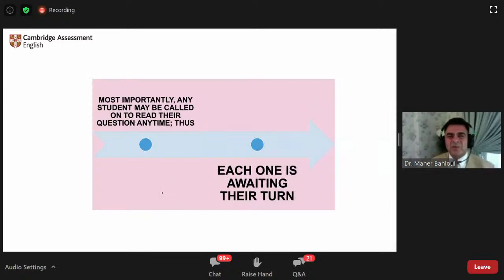Okay. So most importantly, any student may be called on to read their question anytime. Thus, each one is waiting for their turn. So during the presentation, no one leaves, no one goes, and there is time for taking notes, and that's interaction. But then there is time for reading the question, or waiting for your name to be called for something. Okay, and then there is time to do a game. Okay.